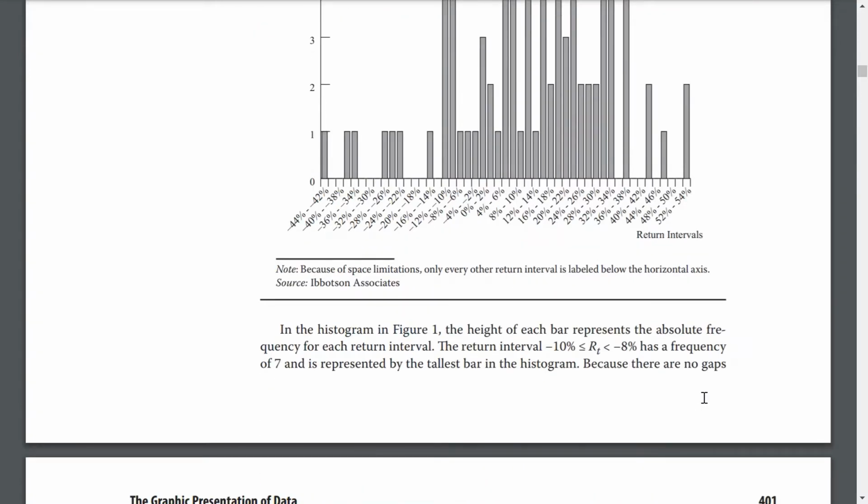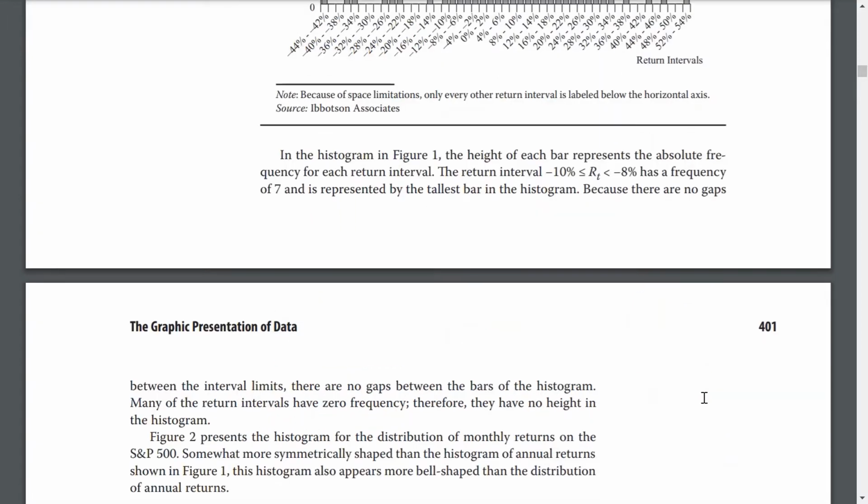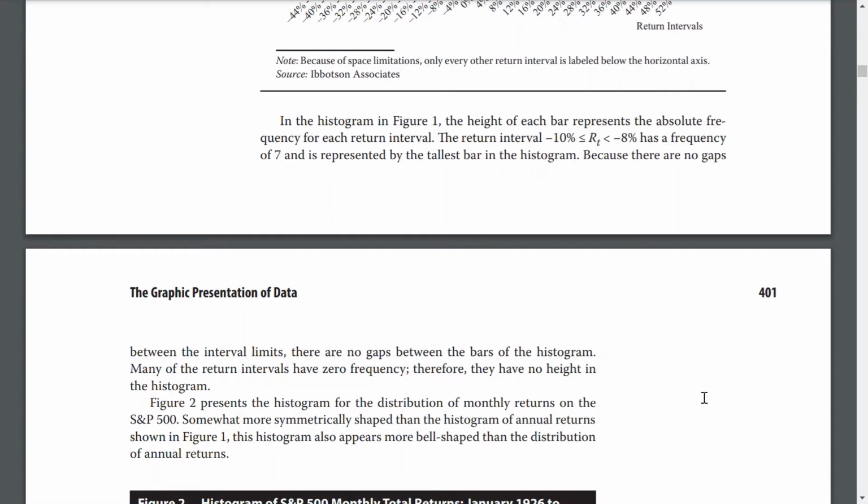In the histogram of Figure 1, the height of each bar represents the absolute frequency of each return interval. The return interval of negative 10 to negative 8 has a frequency of 7 and is represented by the tallest bar in the histogram. There are no gaps between the interval limits, so there are no gaps between the bars of the histogram. Many of the return intervals have zero frequencies. Therefore, they have no height in the histogram.